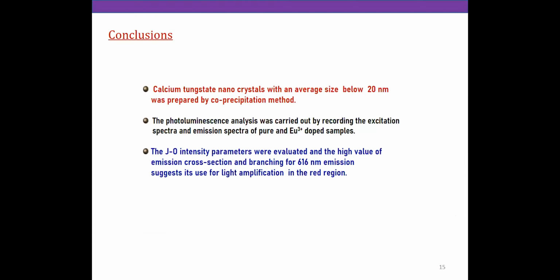Next slide, please. Thus, the major conclusions of the work are that calcium tungstate and europium doped calcium tungstate nanocrystals were prepared by a simple co-precipitation method, and the average crystallite size obtained was below 20 nanometer. The photoluminescence analysis was carried out by recording the excitation and emission spectra of the pure and europium doped samples. The Judd-Ofelt theoretical analysis shows high values of emission cross-section and branching ratio for the 616 nanometer emission, and it suggests the utility of this material for various display and optical purposes. Thank you.